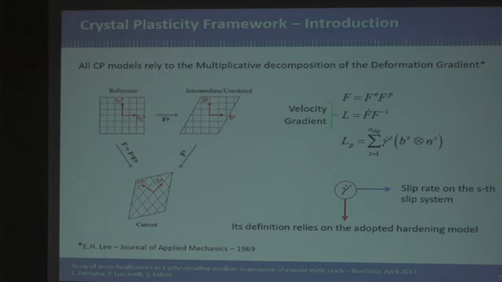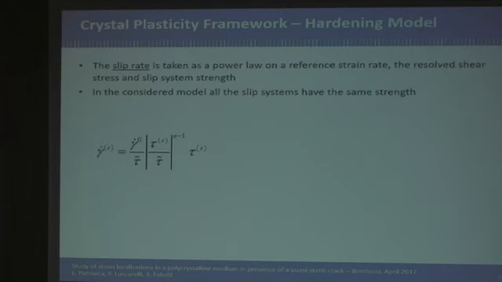So of course we know the potential slip systems. We know the slip direction vector and the normal to the slip plane. So this is something that we know from theory. What we don't know for this specific material is this gamma dot s, the slip rate on each slip system. And in order to predict this slip rate, we need a model.